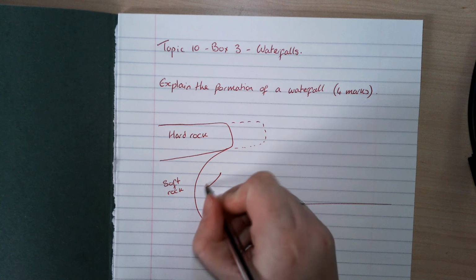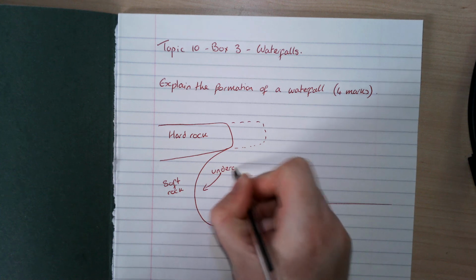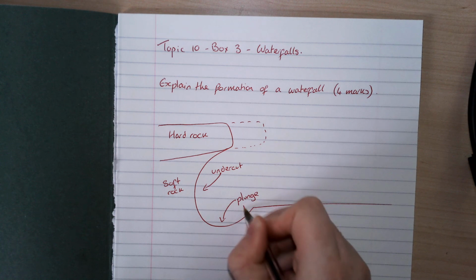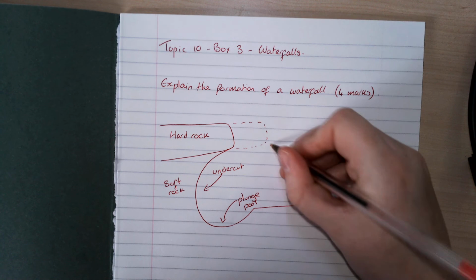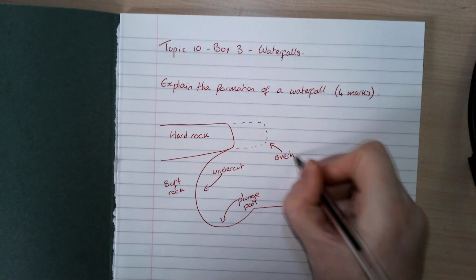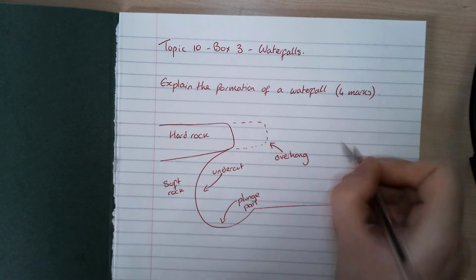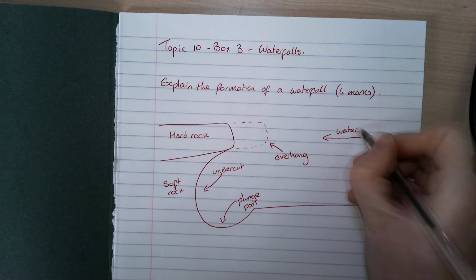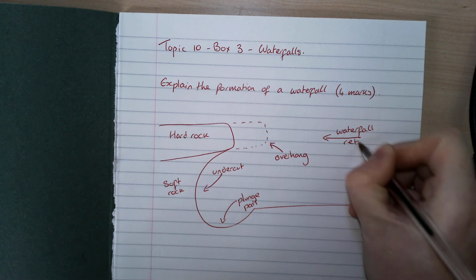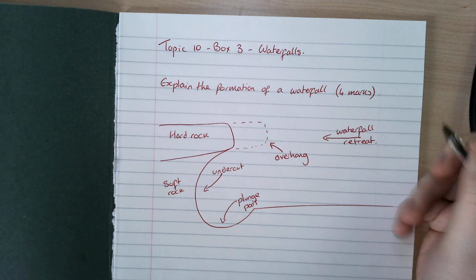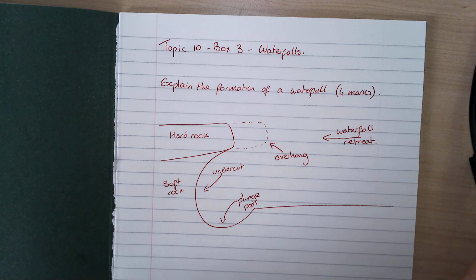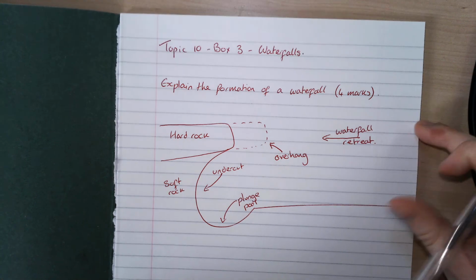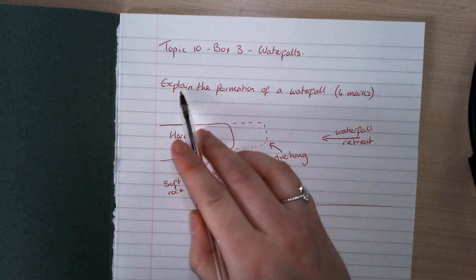We have to add in labels to show that this is the undercut, this is a plunge pool, and this the overhang. And we should also add in an arrow going this way to show the direction of the waterfall retreat. Once you have all of those in there, you're then ready to actually start looking at your answer. You would probably get at least 1 mark just for this diagram. You wouldn't get any more though because you haven't explained.